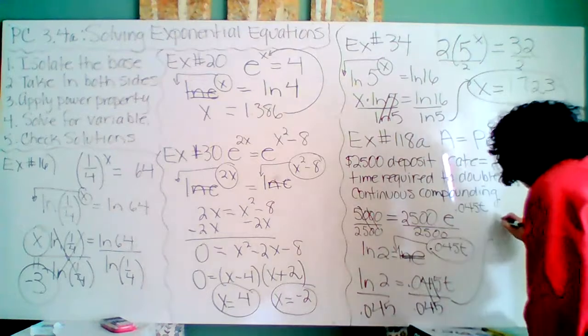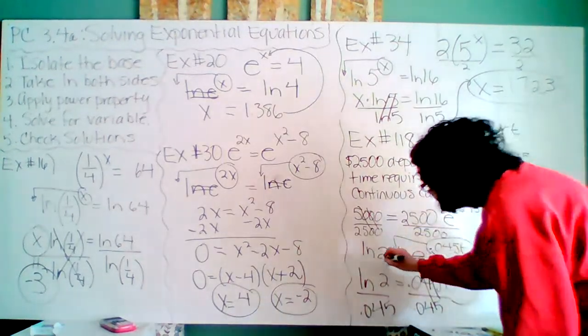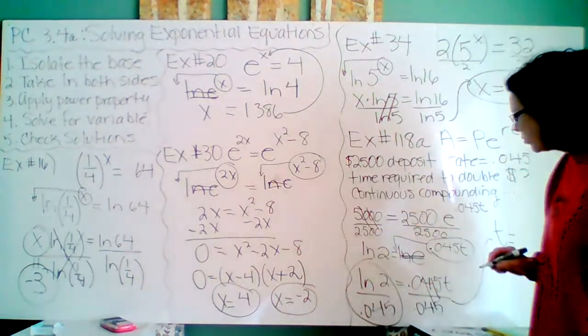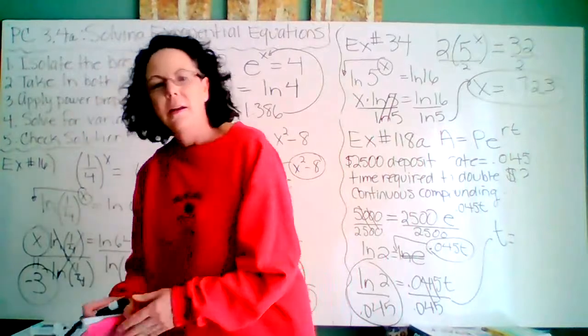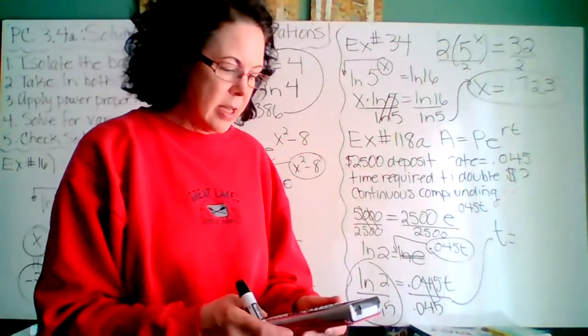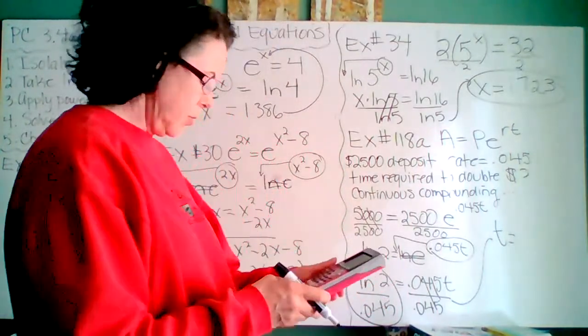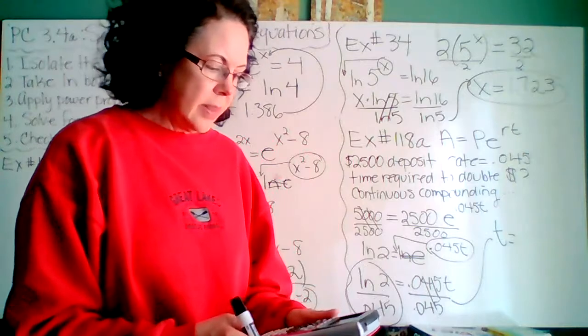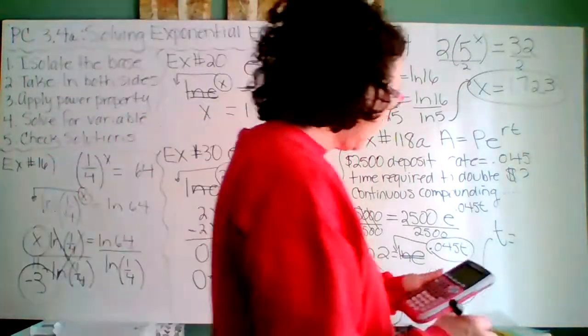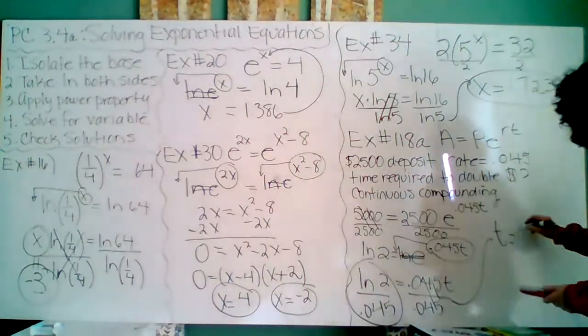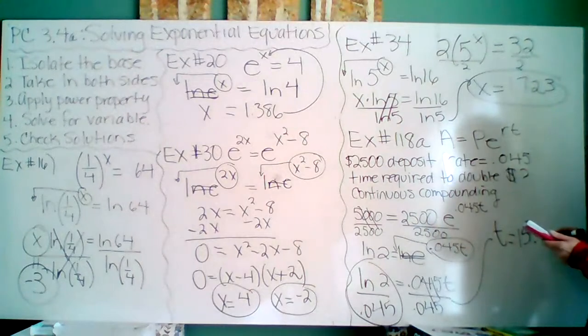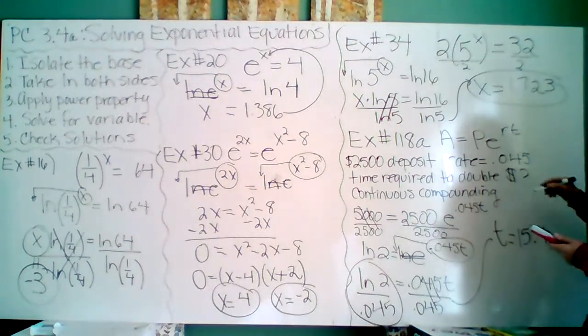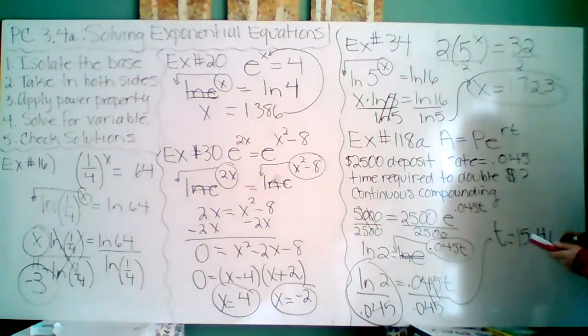There we go. And our time, this will be in years, will be the natural log of 2 divided by 0.045. That will take 15.403 years. It will take that long for you to double your money when your interest rate is 4.5%.